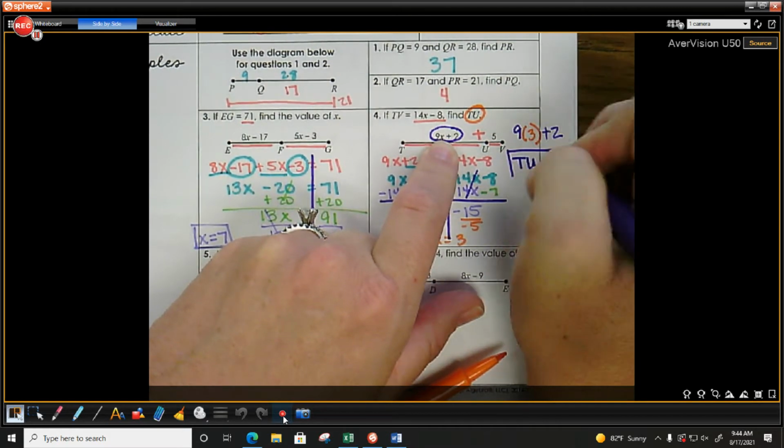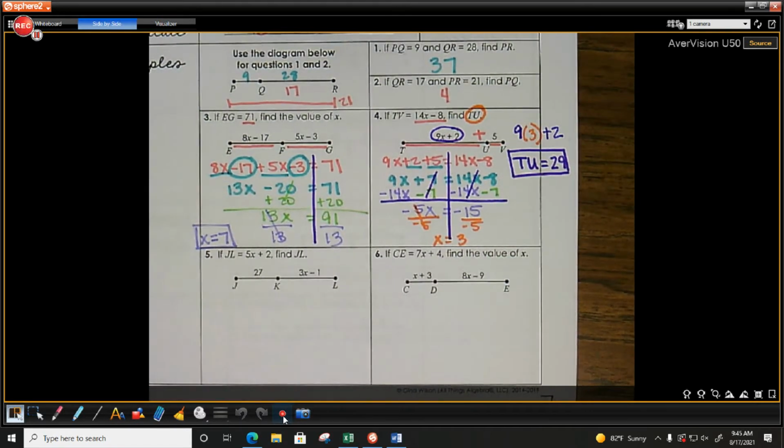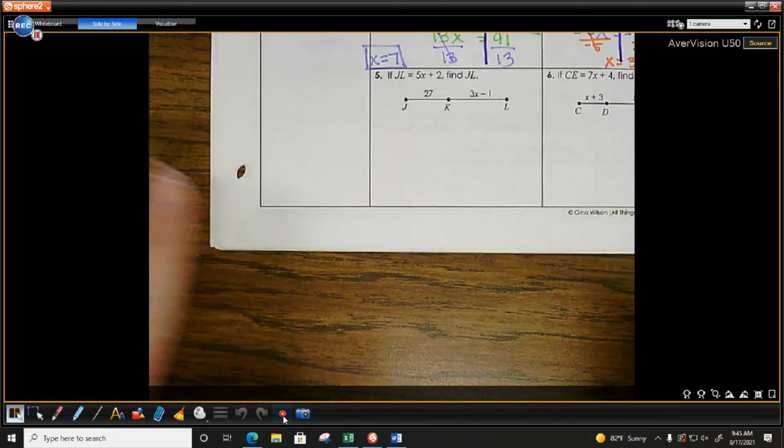Notice how I'm not just saying 29. If you just say 29, you're going to lose some points. Okay, TU is 29. Good? Is this refreshing our memory of solving equations? Is it logical? A piece plus a piece gives you the whole? They can ask these type of questions in multiple different ways depending on what they give you.